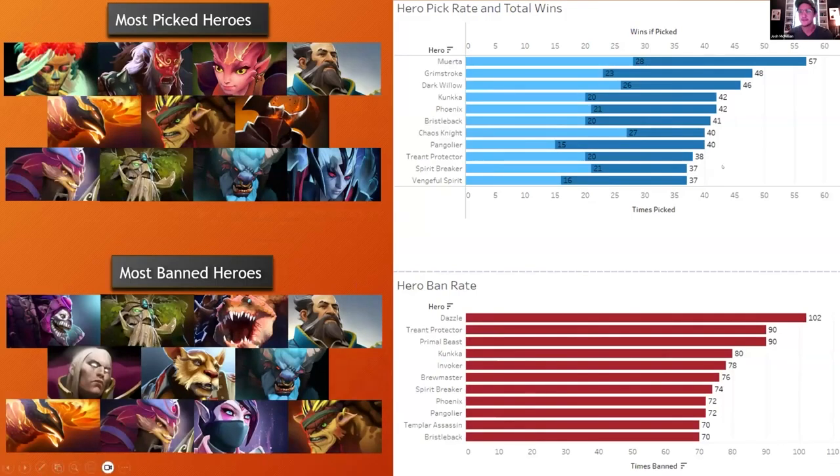Sorry, I just realized, is my bar showing up here on the right side of the screen? Is this partially covered? We see your charts. Okay, good deal. Sorry.